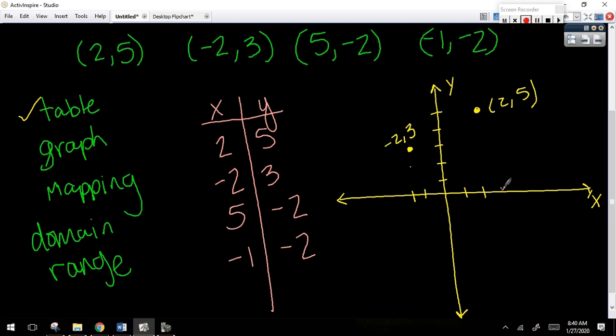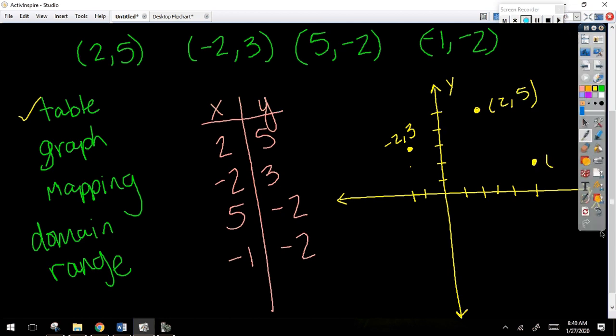Check your work, make sure you're getting them correct. 3, 4, and 5. So 5, 2. That should be 5, negative 2. If you have graph paper, that would really probably help you. 5, negative 2, and then negative 1, negative 2. So you should have 1 in each quadrant. Check and make sure that you do. Now, that takes care of the graph.